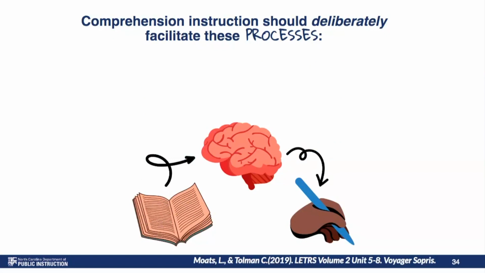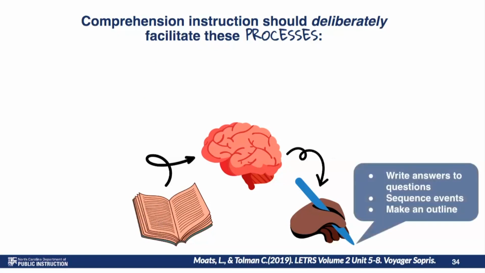As the students read, they use their foundational reading skills to decode the words, their language comprehension skills to attach meaning to what they're reading, and then they use their expressive language to be able to create that product. And our comprehension products are things like writing answers to questions, maybe sequencing the events of a story, or making an outline.